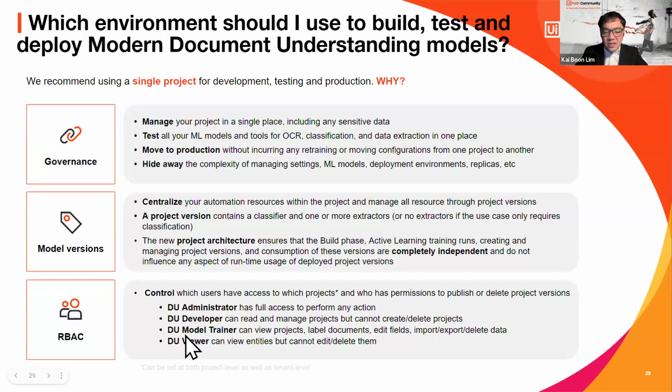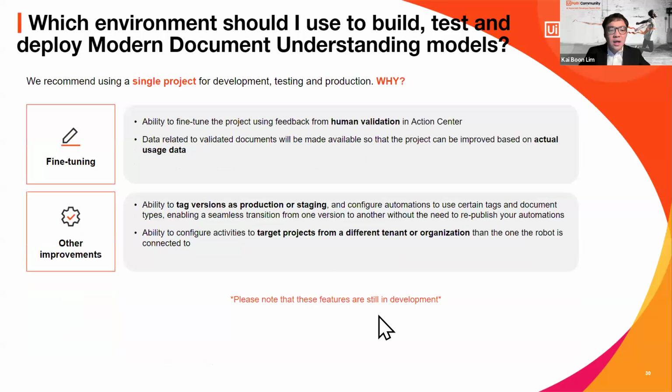RBAC in terms of access control: if you try to maintain two separate access controls in two tenants, dev and prod, sometimes there could be some mismatch. So instead of trying to segregate your access and your roles at the tenant level, do that at the project level, which will indeed come to us pretty soon, in a few months.